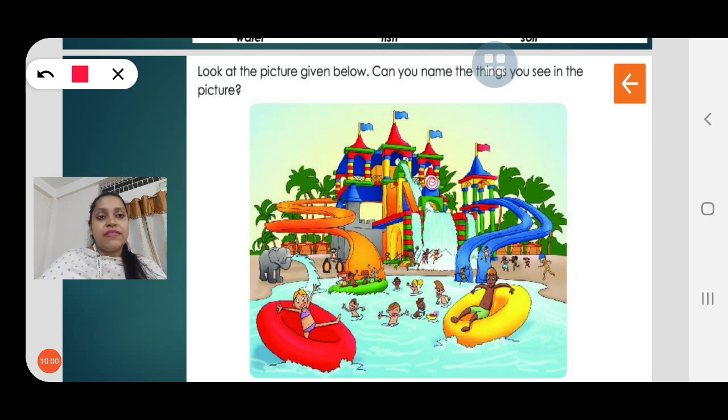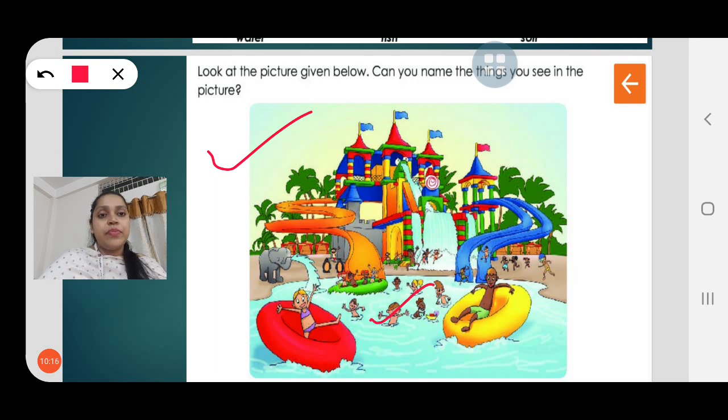Okay, like you can see, this is our children. What is this? This is a water park. Okay, I think you all must have gone to a water park. So even if you have not gone, you can see here a picture of the water park. So what are the various things you see?